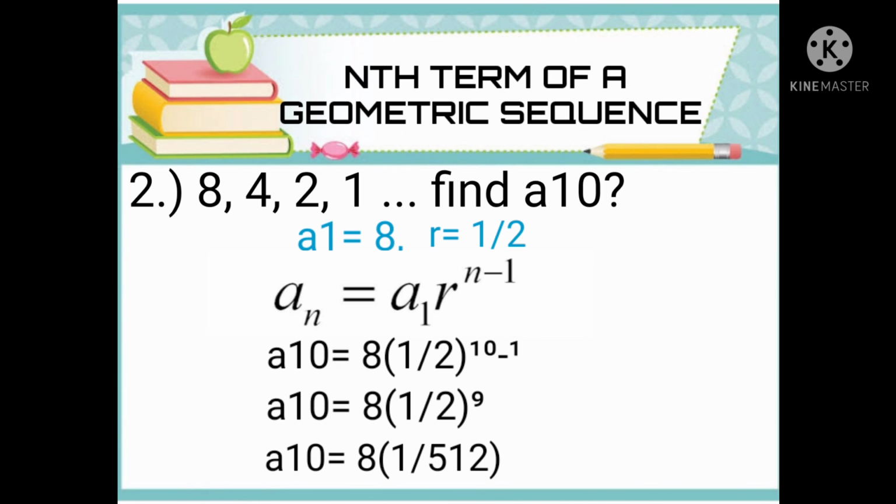Then get the product of these two, 8 and 1 over 512. The answer is 8 over 512. Then reduce to lowest term. 8 and 512, the common factor is 8. So we will divide 8 and 512 by the common factor. So then the answer is 1 over 64.